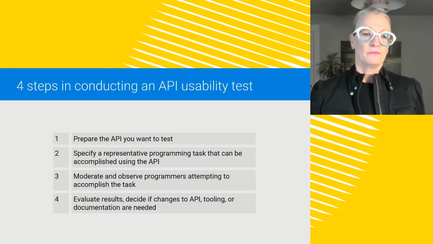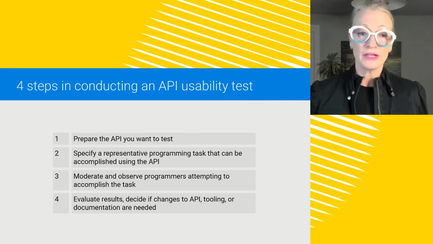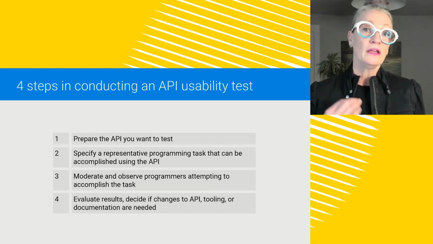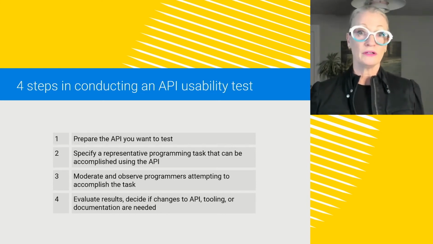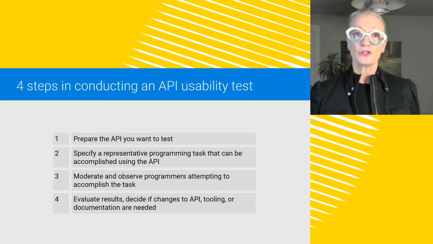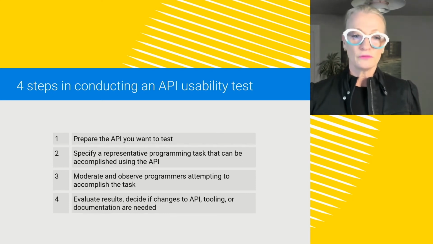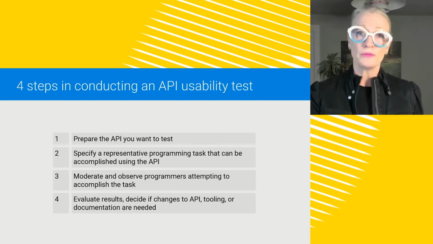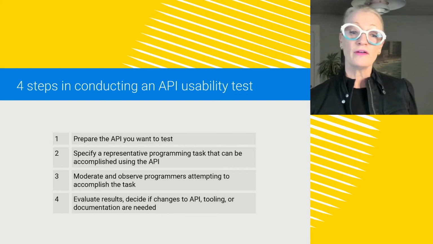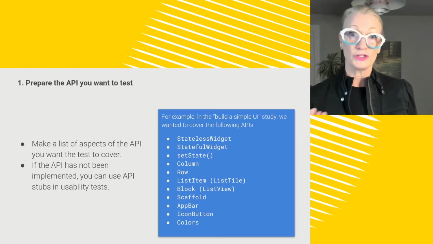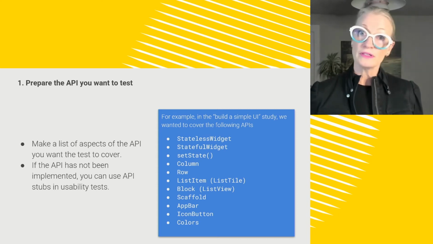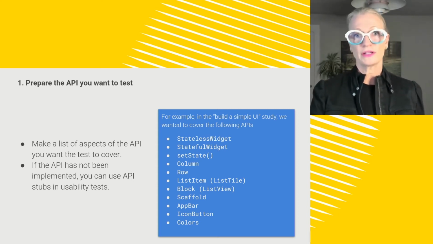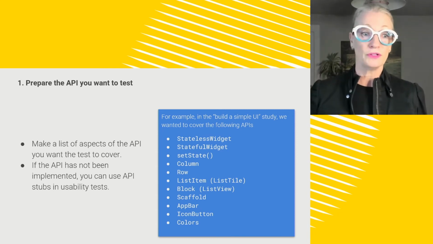So there are 4 steps. Prepare the API test that you want to test. And it could be an early, not yet released version. It could be something very much in beta, and that would be what I would recommend. Specify a representative programming task that can be accomplished using the API. Moderate and observe programmers, developers attempting to accomplish their task, and evaluate the results. And then decide if changes are needed to the tooling or the documentation or the API itself. So this is a very standard kind of technique that is applied to consumer experiences, and we're taking that into this context as most people in developer experience will do.